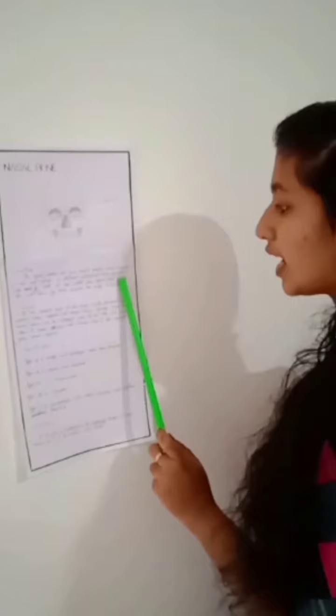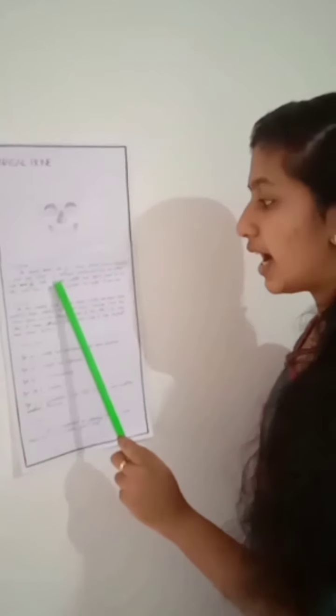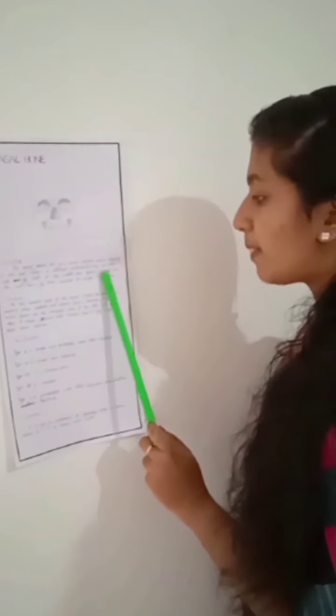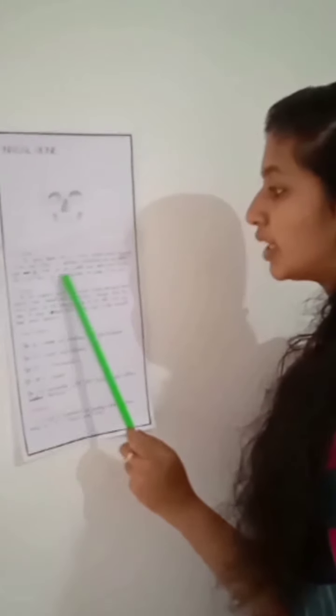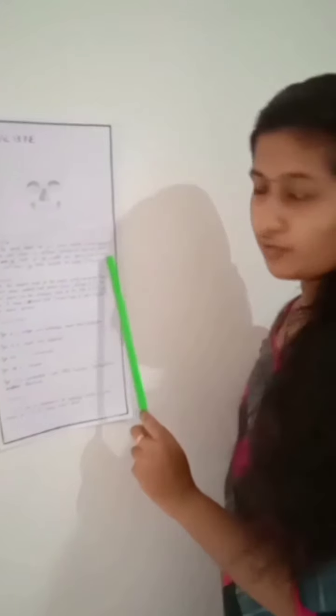Nasal bone is located at this location. The nasal bones are two small oblong bones varying in size and form in different individuals. They are placed side by side in the middle and upper part of the face and form, by their junction, the bridge of the nose.